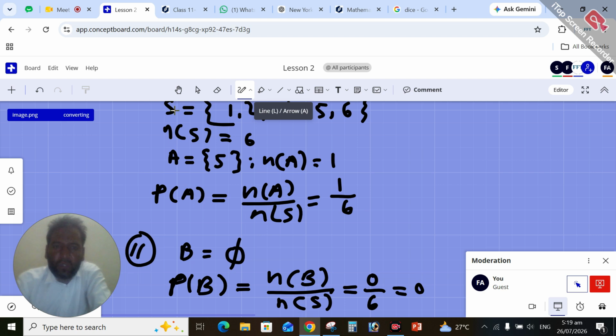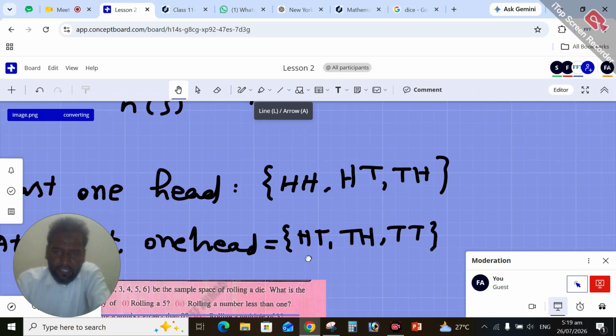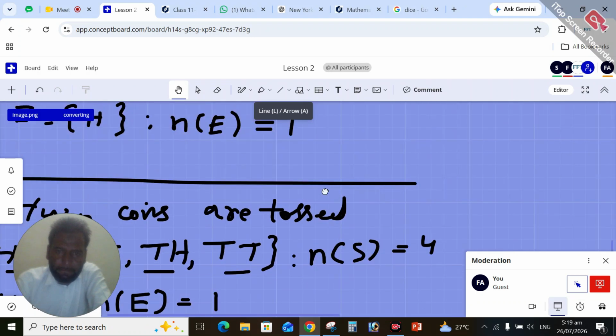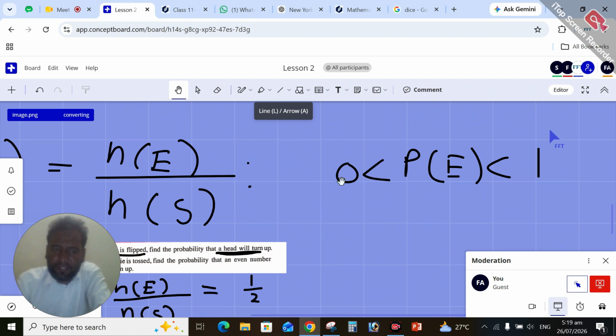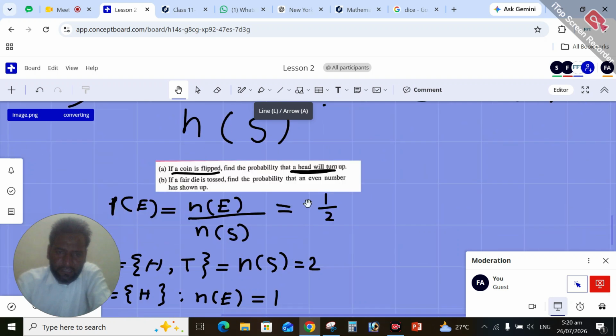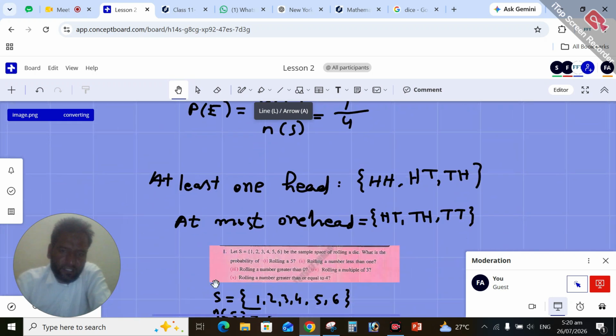And I told you in the question that the range of the probability is 0 to 1. So it may be 0, or in between 0 and 1, or 1. So 0 means an impossible event here.